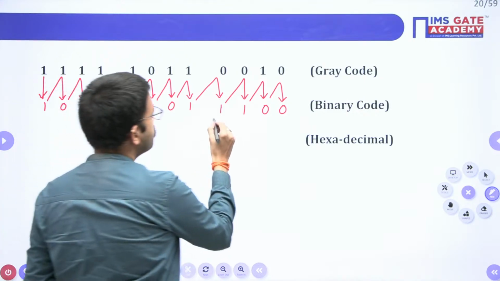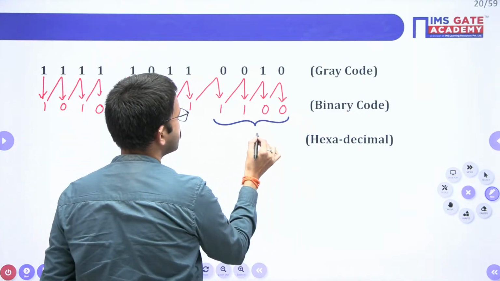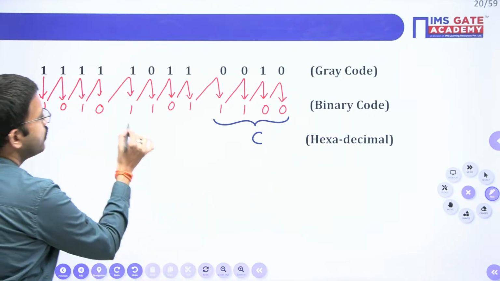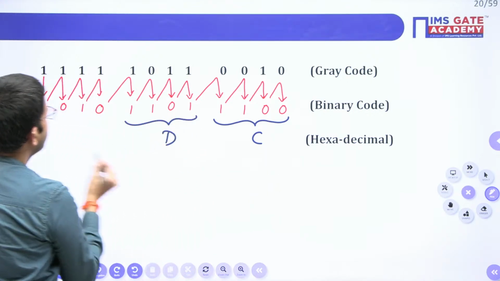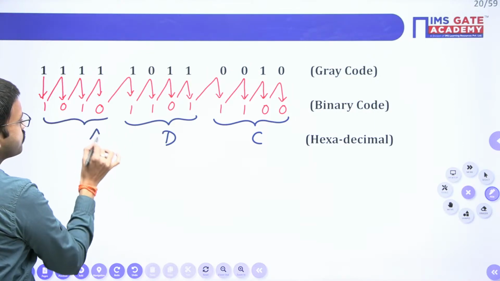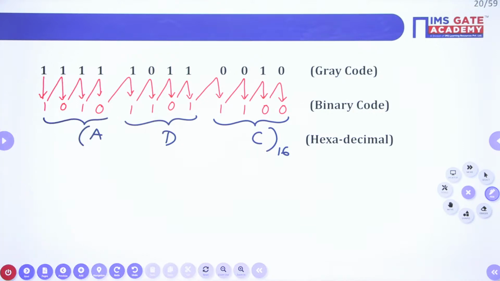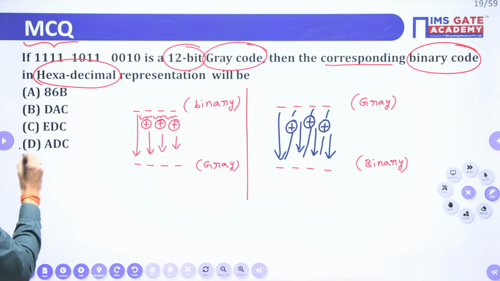Now if you do the grouping of 4 bits, 1100 is nothing but C, you will get hexadecimal. 1101 is nothing but D, and 1010 is nothing but A. So you are getting ADC, which belongs to the hexadecimal number system. So the answer for this question is option D. Option D, ADC.